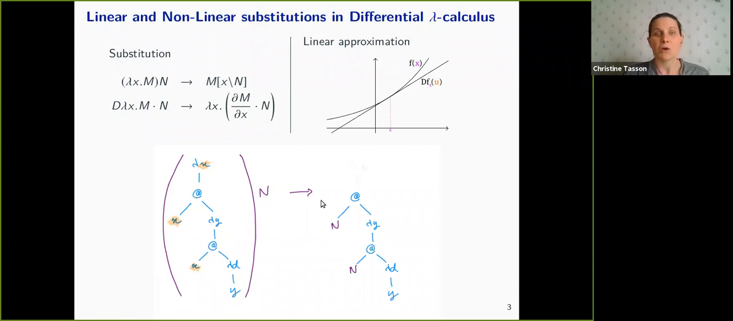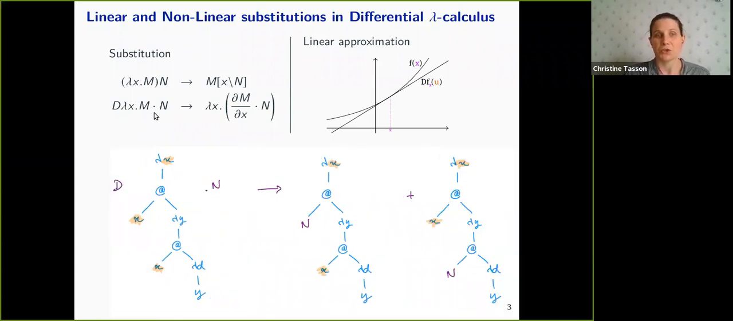Okay, fine. Now, how does the substitution, the reduction for the derivation operator work? You have d lambda x n applied to n, and what you will do is first choose an occurrence of x and then replace this occurrence by n. That means that you need a plus operation for the non-deterministic choice. And also you need to keep the abstraction because there might be some occurrence of x that are still bound. Okay, so it's a kind of linear approximation of the standard beta reduction.